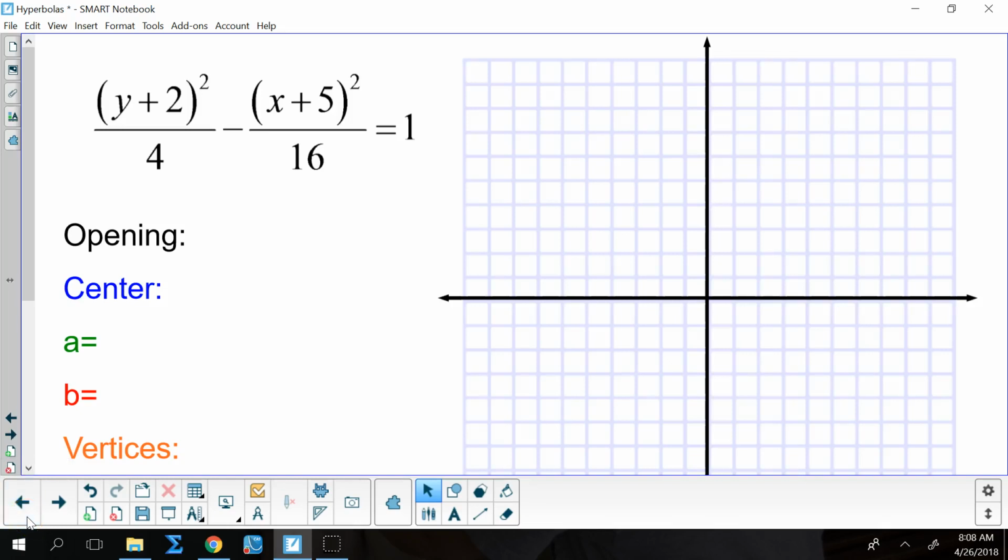So before we even start, we should figure out which way this hyperbola opens. Which way? Up and down. Why? Because the y squared is before the subtraction sign and the x squared is after the subtraction sign. Either way, this is going to open up and down.